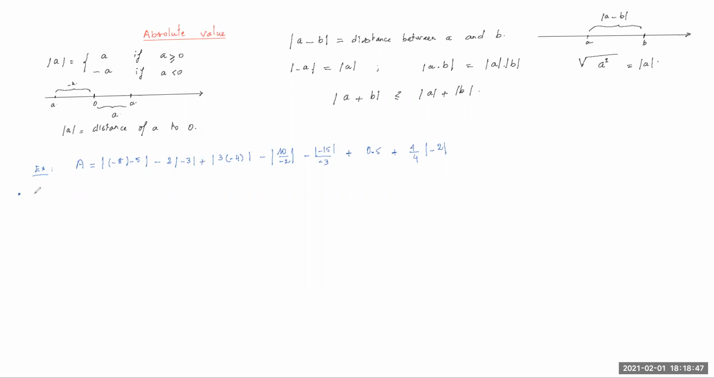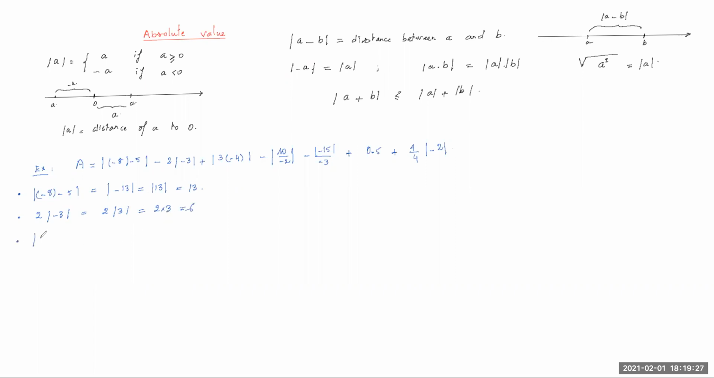What about the absolute value of minus 8 minus 5? I can compute what is inside: minus 8 minus 5 is minus 13. Now the absolute value of the opposite is the absolute value of the number itself, so it will be 13. I do the same for 2 times the absolute value of minus 3. The absolute value of minus 3 is the absolute value of 3, which is 3. 2 times 3 is 6.